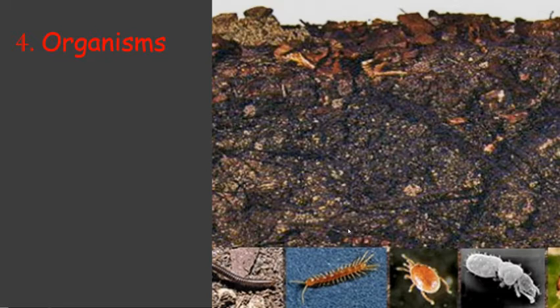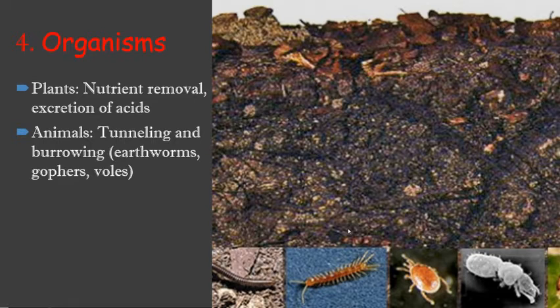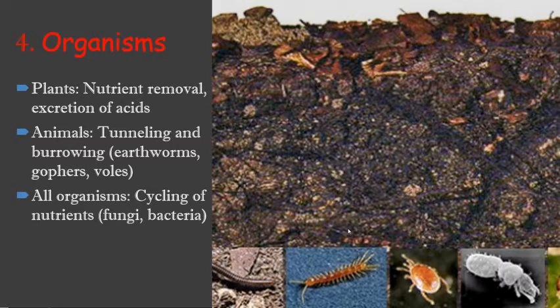The organisms that live in and around the soil: plants can remove nutrients from soil, right? And they use it for themselves, and they may excrete acids as well. Animals will tunnel and burrow, so things like earthworms and gophers. And then all organisms are involved in cycling of nutrients, where organisms decompose, and then those nutrients can go into the soil. And then finally, humans. Humans are really good at doing things to soil, usually detrimental things, but occasionally they can create soil as well. We'll kind of see that in the movie that we're going to watch for agriculture.